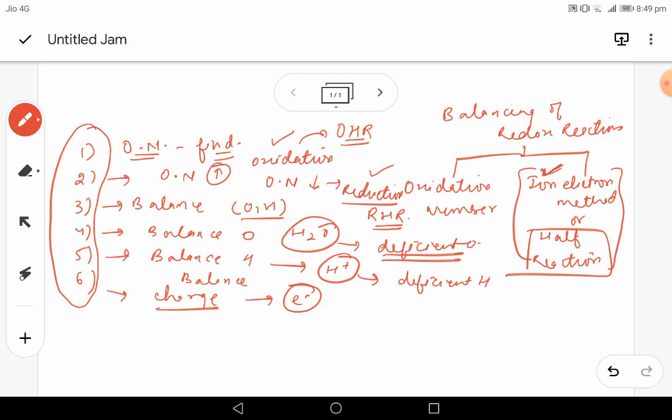And then in the end, I am going to tell you one more thing which will help you balance it in acidic medium or basic medium, because whenever an ionic equation is given to us, it is always specified whether it is to be done in an acidic medium or a basic medium. So that I will tell you in the end. For now, we'll follow these 6 steps.